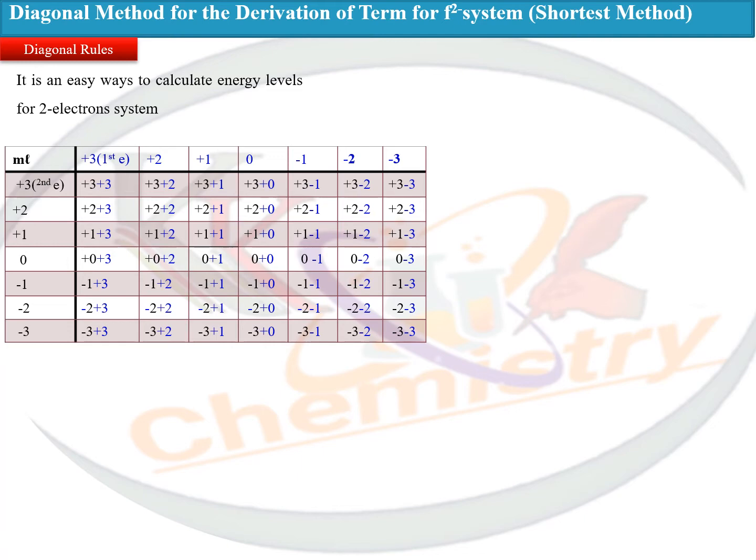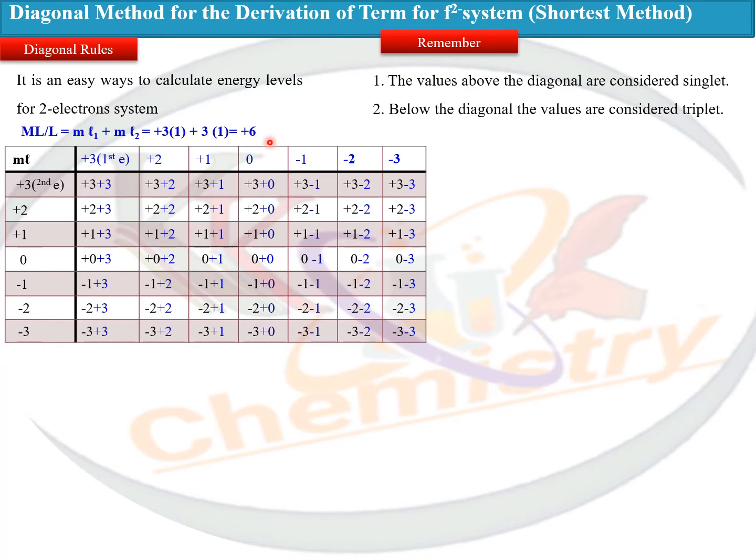Okay, now the question might be in your mind: how to calculate the capital ML value? It can be calculated by adding the ML value of the first electron, that is ML1, and the ML value of the second electron, that is ML2. The first electron, ML1, is equal to plus 3, and the second one, ML2, is also plus 3. When you add both these values, you get plus 6.